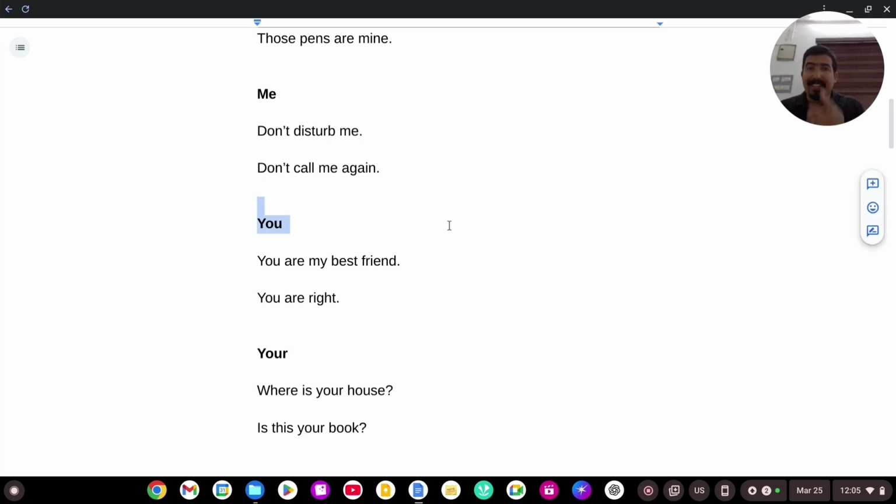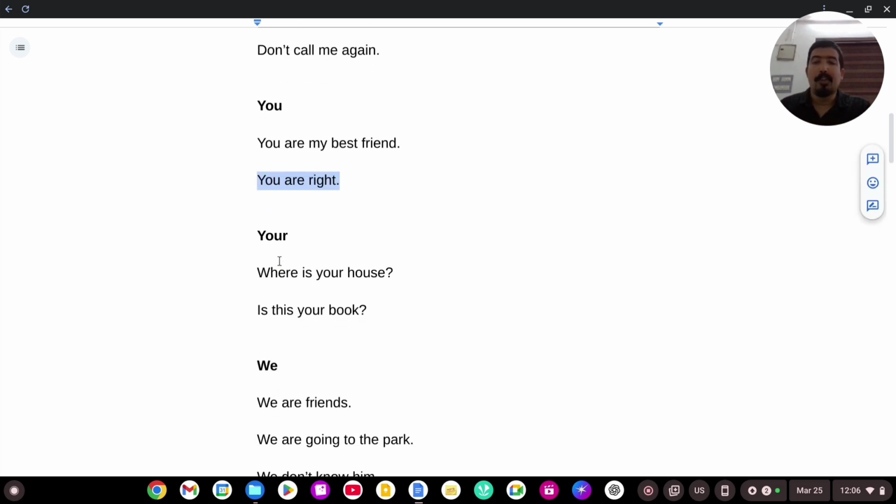It is you. It is just one person. You are pointing at someone and say you. You means it is singular. You are my best friend. You are telling someone, you are my best friend. It's only one person there. You are right. Someone said something and you are replying that you are right. What you said is right. You are right. You, just one person. We will move to the next one.